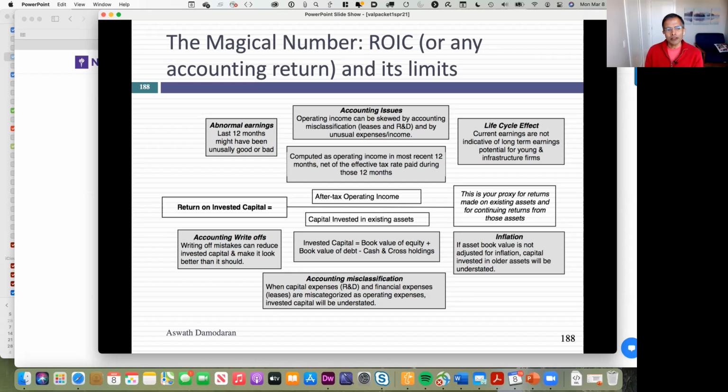And you know what I spent 70 pages doing? Fixing what accountants have done to screw up my return on invested capital. Like what? Remember all the time we spent capitalizing leases and R&D? You know why I spent so much time? Because when I capitalize leases and R&D, I change my operating income and invested capital to get a better measure of return on invested capital. When you have extraordinary expenses and you take them out, you know why you're doing it? Because you want to get a better measure of return on invested capital.